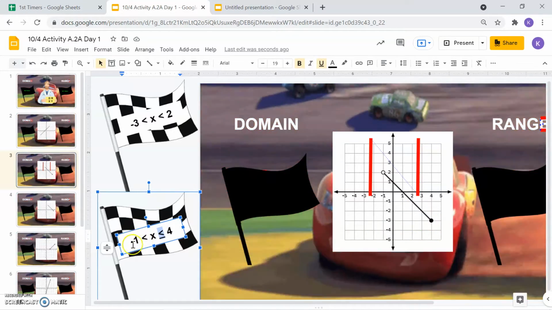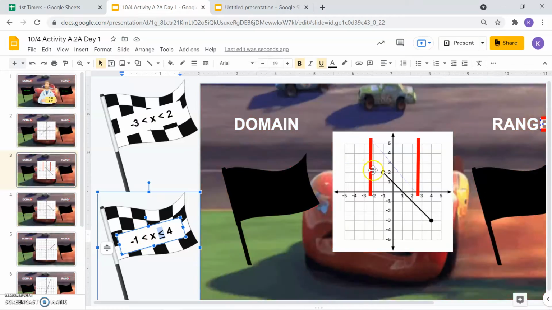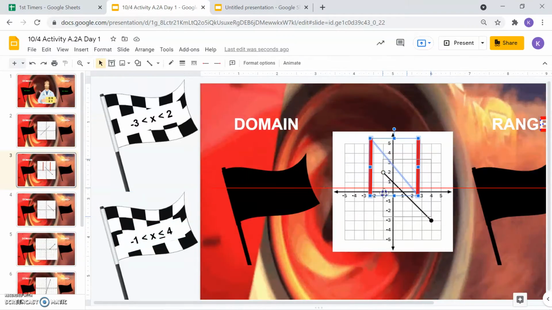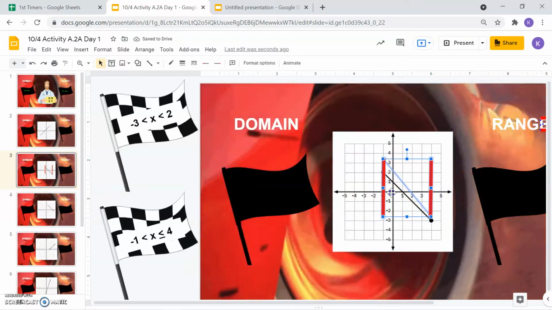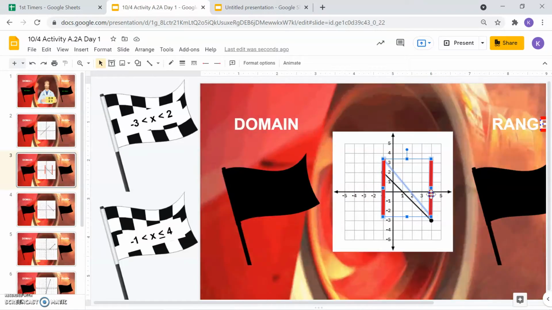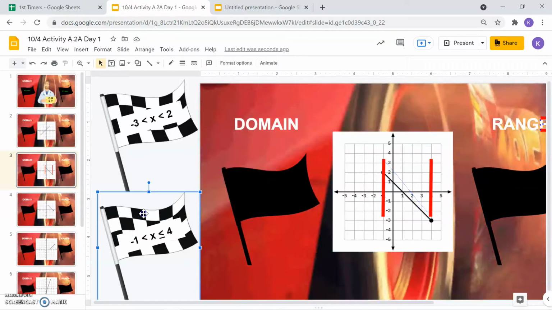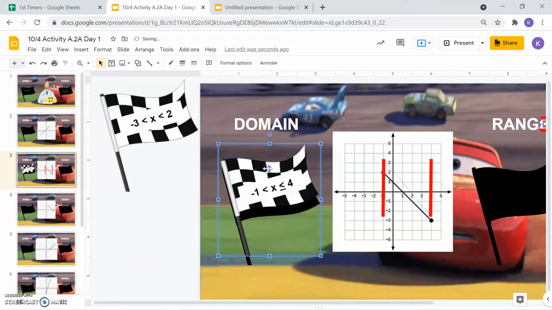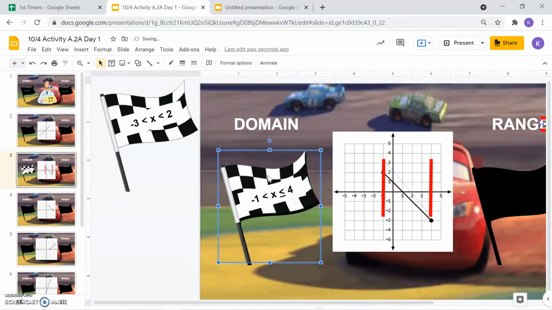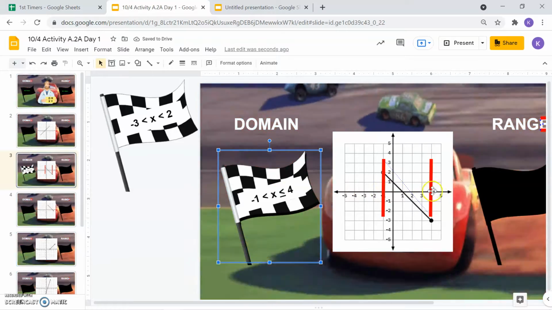So as you can see, we have -1, that it starts at -1, so I'm just going to put it right here. And this is my x-axis. It starts at -1 and it ends at 4. So this is my flag for this one. I'm just going to drag it over and put it right here. And that's my answer, because that's where the n is.